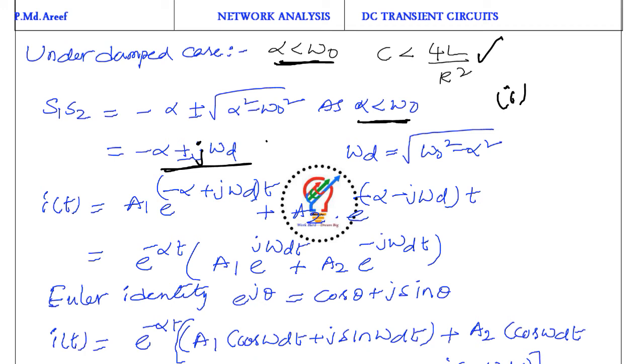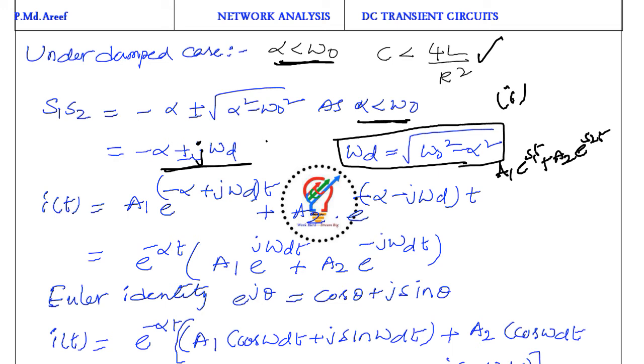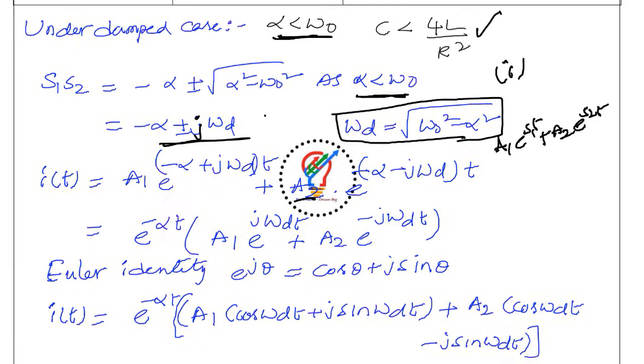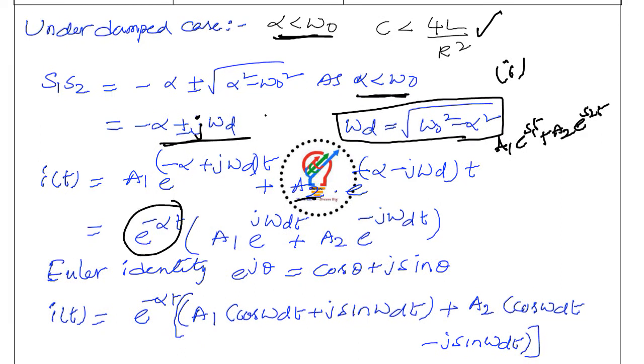Now the equation I of t is equal to a1 into e power s1 t plus a2 into e power s2 t. So what is s1? Minus alpha plus or minus j omega d. Omega d is nothing but the damped frequency of oscillation, which is square root of omega naught square minus alpha square. So I of t is equal to a1 into e power minus alpha plus j omega d times t, plus a2 into e power minus alpha minus j omega d times t. By making e power minus alpha t common, I can write e power minus alpha t into a1 into e power j omega d t plus a2 into e power minus j omega d t.